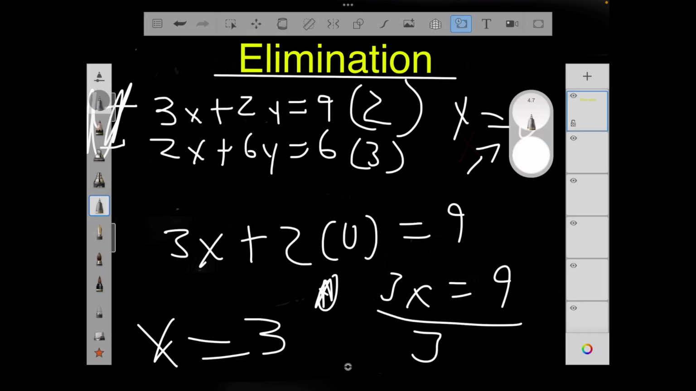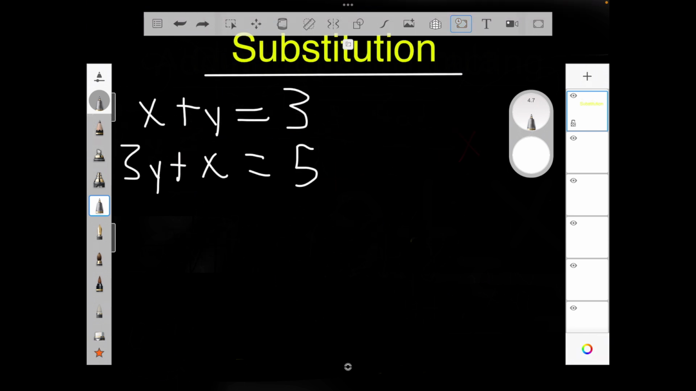Now we know that the y value is equal to 0 and the x is equal to 3. We completely solved the equation. So now we're going to move on to substitution. So now we're going to learn how to use substitution. It's a bit different from elimination, but we can use it to solve systems too. So let me show you how it works.